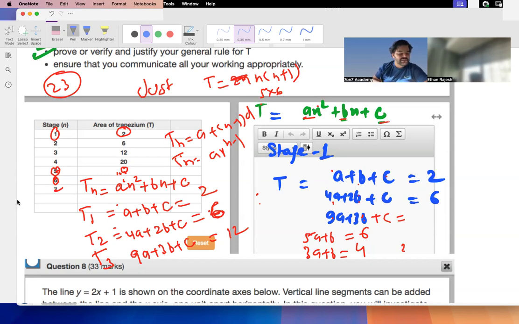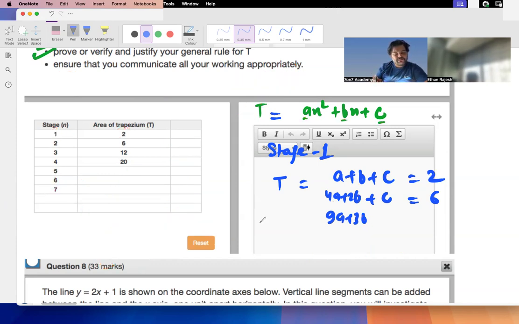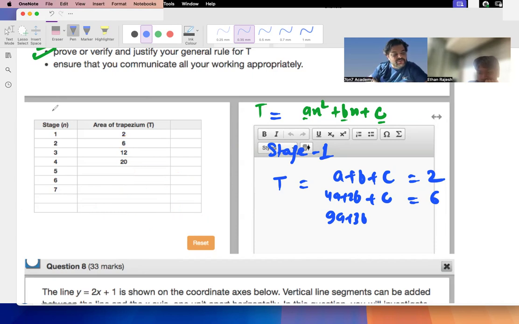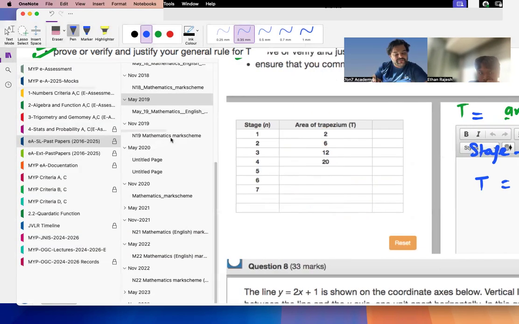So actually you got n square plus n plus 0. So n square plus n is your T. You can write n into n plus 1. And then again you take two or three examples, one from the table and one from outside, and prove that this formula works. That way you get full marks. Now you can look into the marking scheme and see what I'm trying to say.